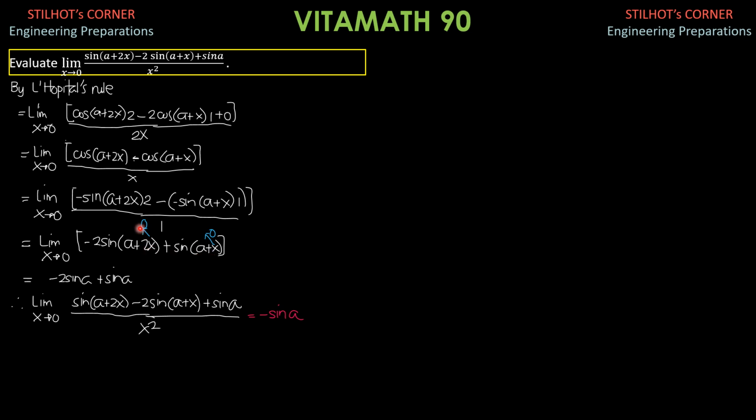As x approaches 0, this is negative sine of a, and we have positive sine of a. So the limit as x approaches 0 is negative 2 sine of a plus sine of a. Since these are like terms, the final net answer is negative sine of a. Therefore, the limit of sine of quantity a plus 2x minus 2 sine of quantity a plus x plus sine a, over x squared, as x approaches 0, is negative sine of a.